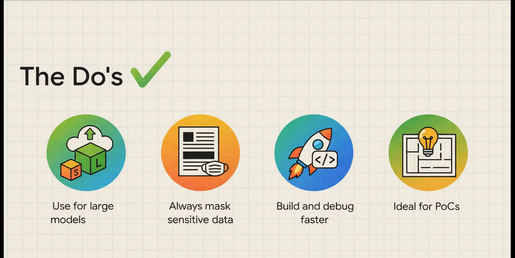It's a good idea to use the cloud for the bigger models, anything over, say, 13 billion parameters. The smaller ones might actually run just fine on your laptop. And this is a big one. Always mask sensitive data before you send it. And of course, use this new speed to build and debug your automation flows way faster. It's perfect for quick prototypes and just trying ideas out.